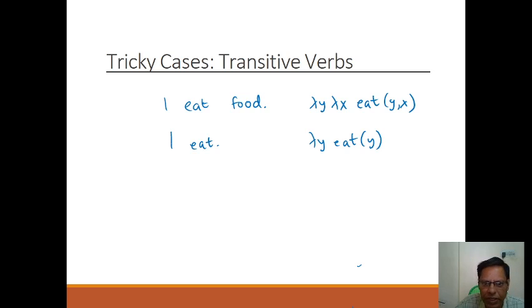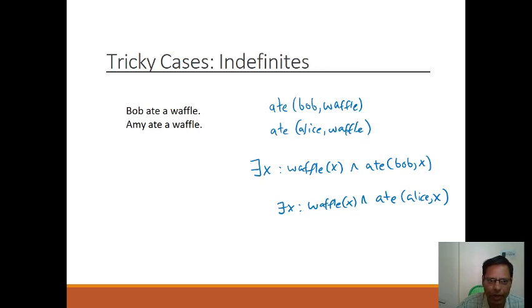Tricky cases: what is it, that eat food or eat. Okay, so for some verbs, what happens: lambda y, lambda x, eat y x. What are y x? The arguments are eating. Okay, eat y, lambda y is eat y. Okay, here also are two different statements. Bob ate a waffle, and Amy ate a waffle. Two statements are there, two arguments. So ate Bob waffle or ate Amy waffle.